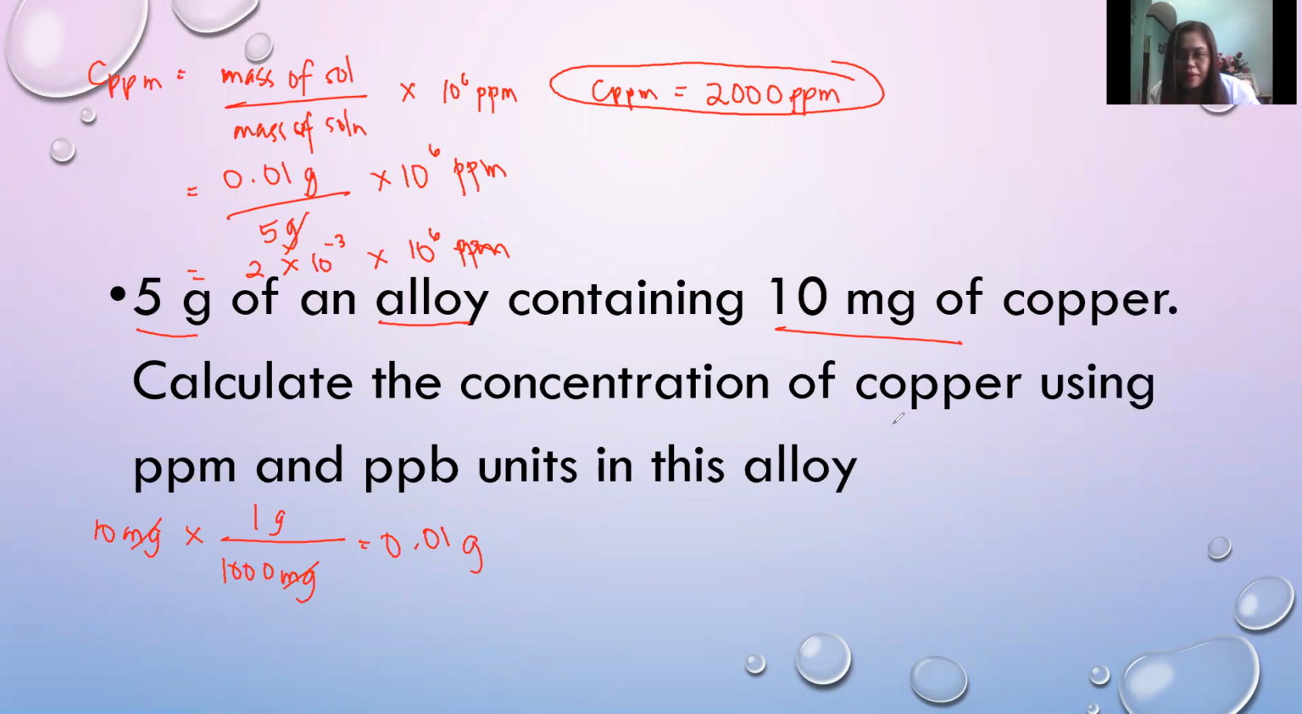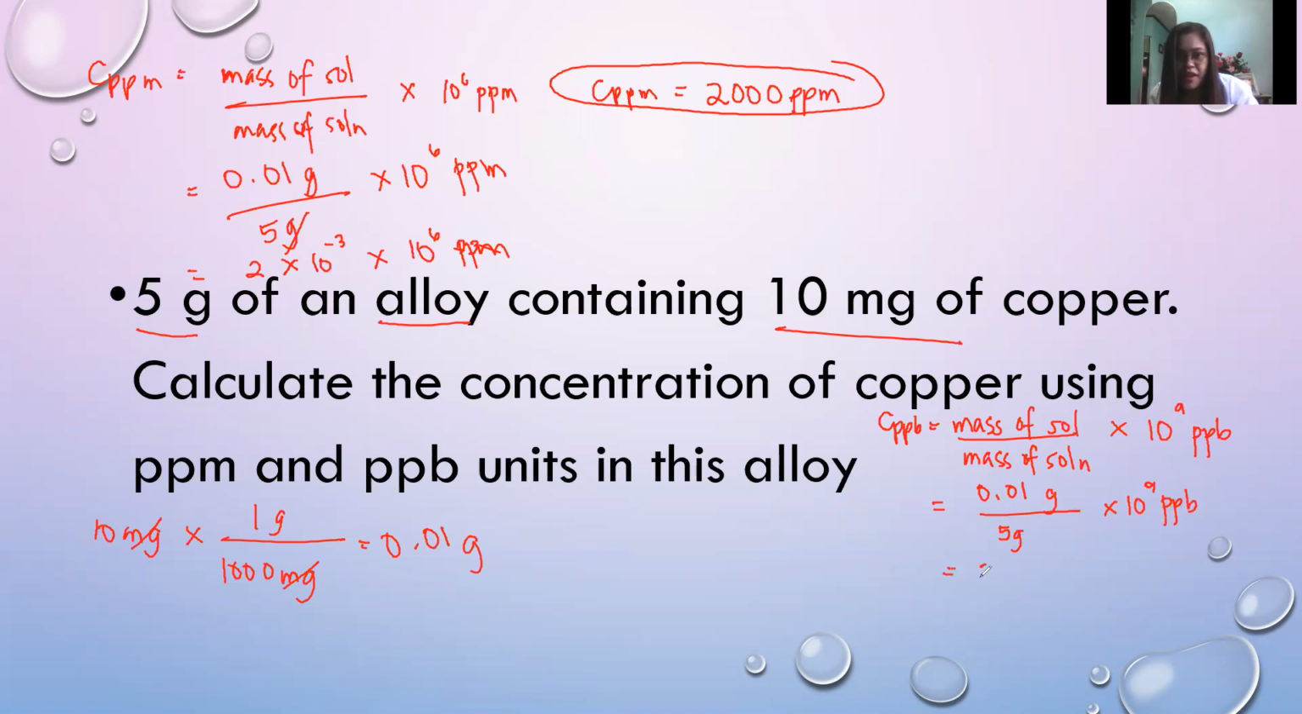Dito na lang sa baba. So, ppb is mass of solute pa rin over mass of solution, but this time it's 10 raised to the power of 9. And ppb na siya. So, we have the same mass, 0.01 grams divided by 5 grams times 10 raised to the power of 9 ppb.